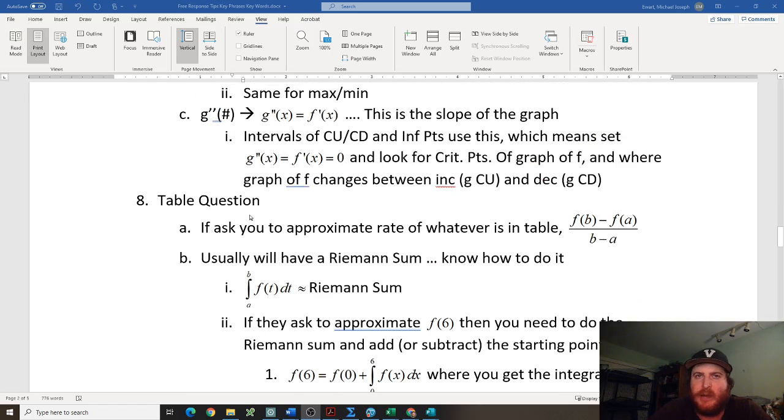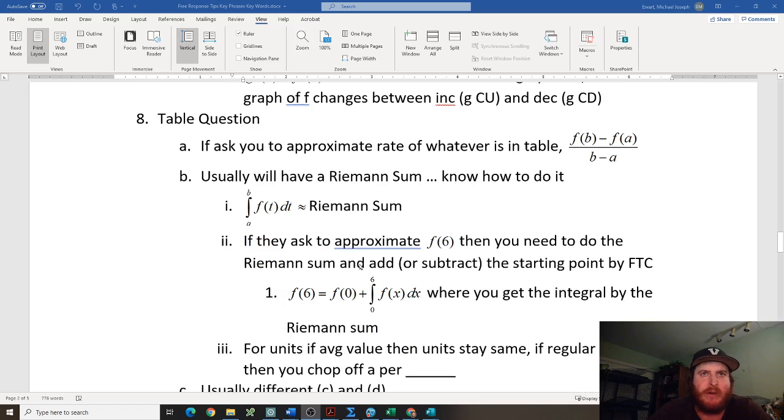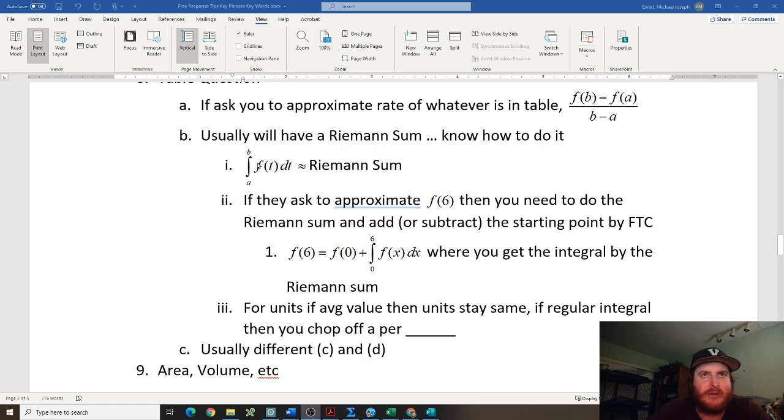Another one is a table question, which is very common. A big thing they're almost always going to ask you if you see a table is for the approximate rate of whatever's in the table. So, estimating the derivative. So you do y2 minus y1 over x2 minus x1. Almost every table question, this is part A. Usually part B is a Riemann sum. So we need to make sure we review our Riemann sums, like our left Riemann sums or right Riemann sums. The integral itself will be the Riemann sum.